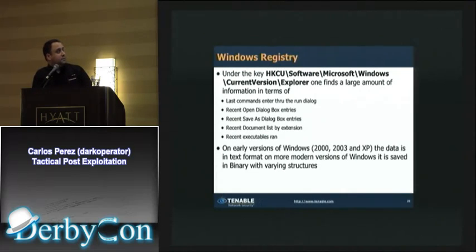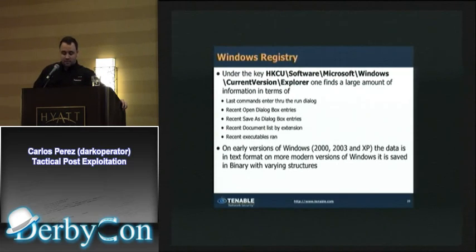A couple of keys to focus on is the Explorer key under HKCU, Software, Microsoft, Windows, CurrentVersion. This key will hold a lot of juicy information for you. It will hold the last commands entered to the Run dialog box. Anything you type in Run is going to be saved there. It is going to save the last 10 to 15 entries depending on how the box is configured.